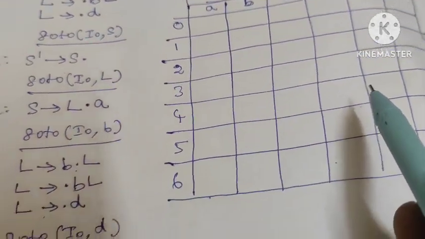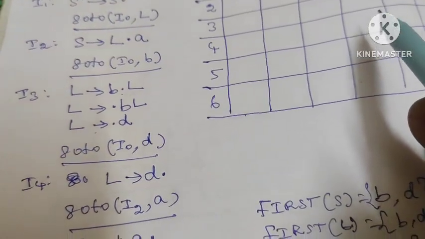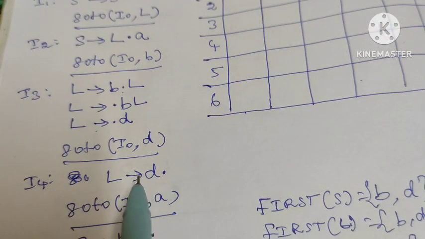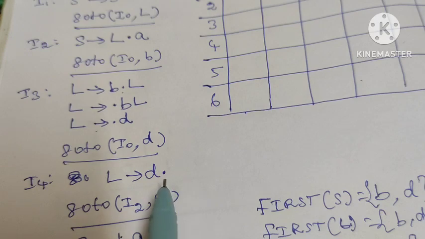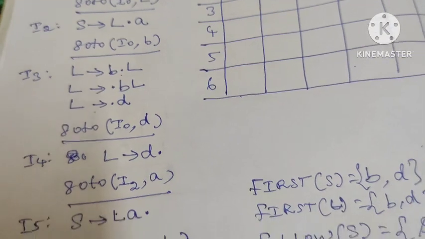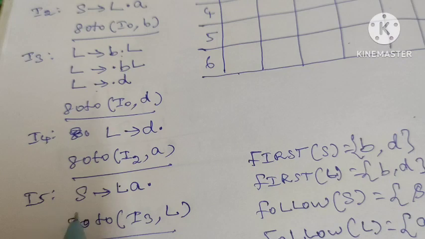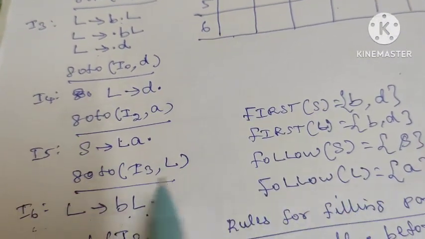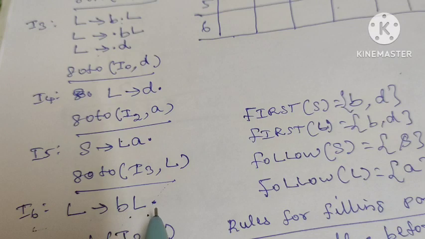You will go for I4. When you go for I4, you can see that no need to process this production because dot is at the end. We can skip it. Now when we go for item set 5, again a dot is at the end. No need to process this. And when we go for item set 6, dot is at the end.